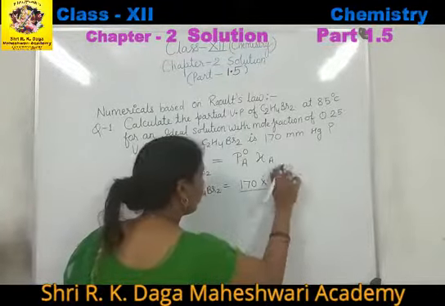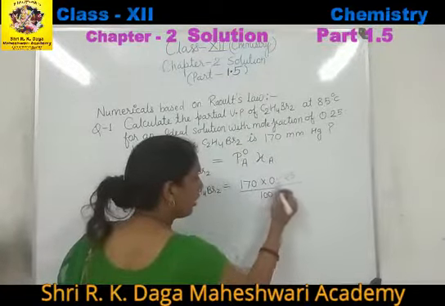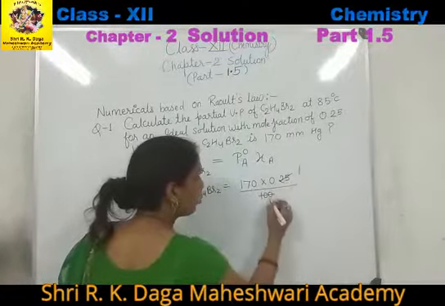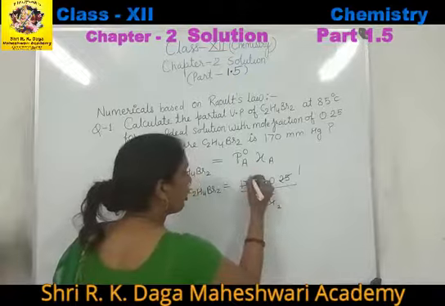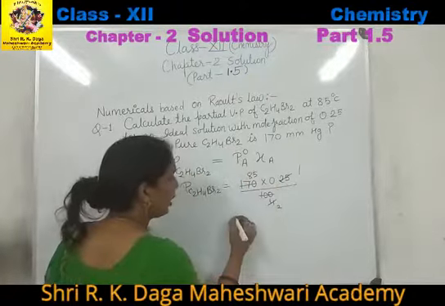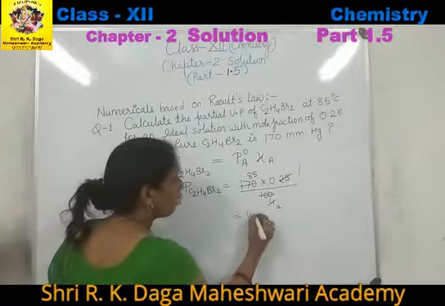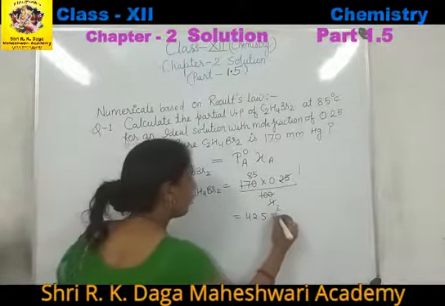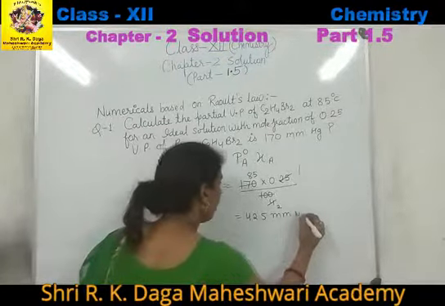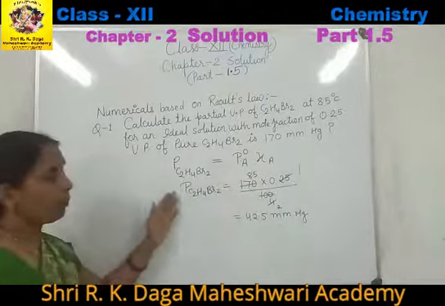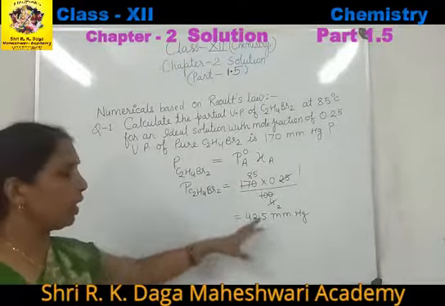If I remove the decimal, we get 170 multiplied by 25 divided by 100. Simplifying, we get 42.5 mm of Hg. This will be the partial vapor pressure of C2H4Br2.